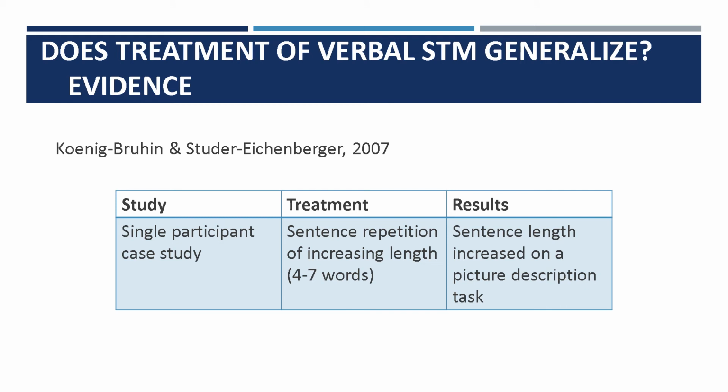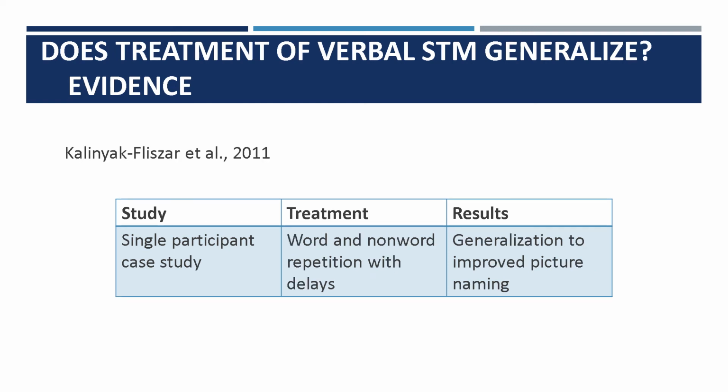We'll now go over some examples in the literature of treatments that resulted in generalization to other tasks. For this single case study, treatment was a sentence repetition task, and results showed sentence length increased on a picture description task. In this single case study, treatment was for word and non-word repetition using a response delay, and improvement was seen in a picture naming task after treatment.